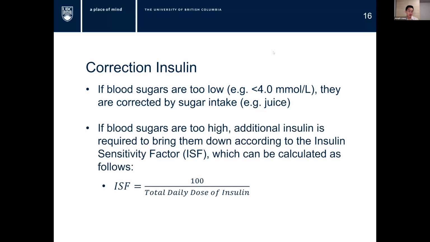If the blood sugar is too high, though, that's where we need to give additional insulin in order to bring down that blood sugar. And that's where we might use this insulin sensitivity factor, also known as an ISF, or a sensitivity factor or a correction factor. And here we have another equation: ISF equals 100 divided by total daily dose. So once again, that total daily dose of insulin is very important.